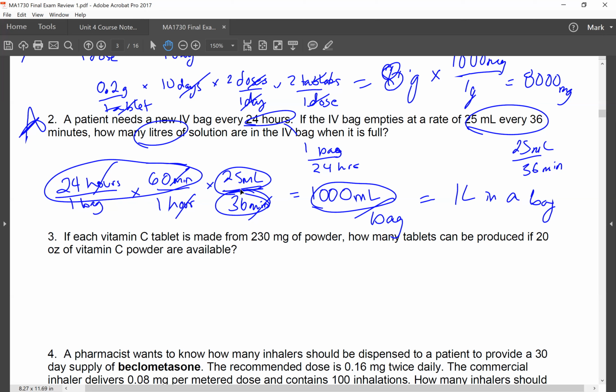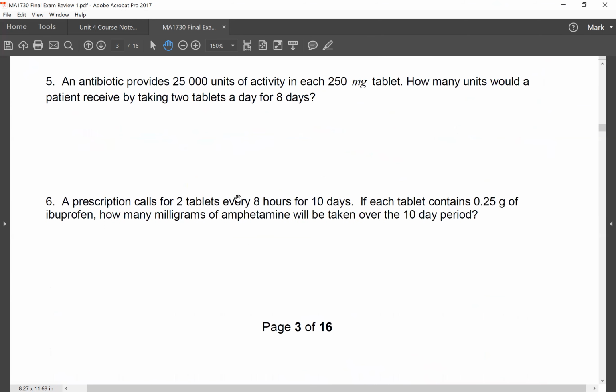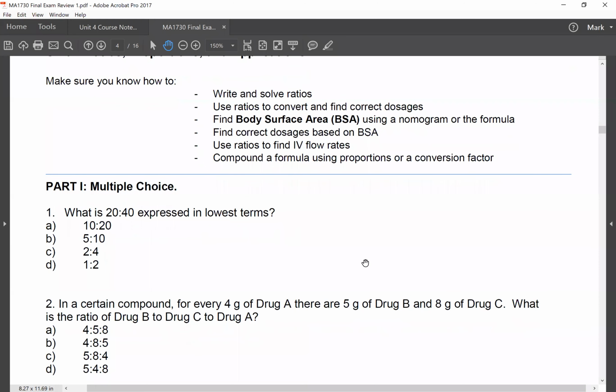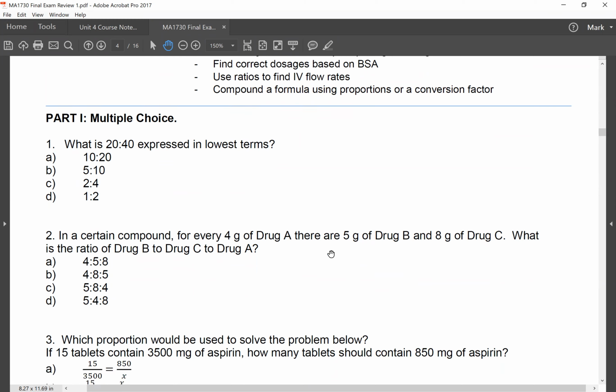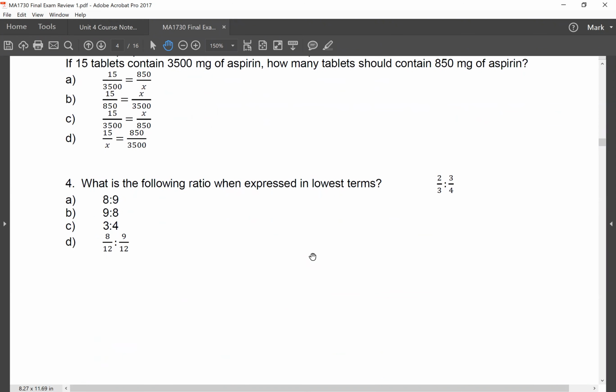So I'll leave this for you guys to practice. Let's look a little bit into chapter 2. Chapter 2 is probably one of the easiest, except for this body surface area thing, which I might do a quick review of. The part one multiple choice has really no problems here. When you guys did this on test number one, there weren't really many problems. Expressing these things in lowest terms, ratios of drugs, no problems. This is pretty easy.